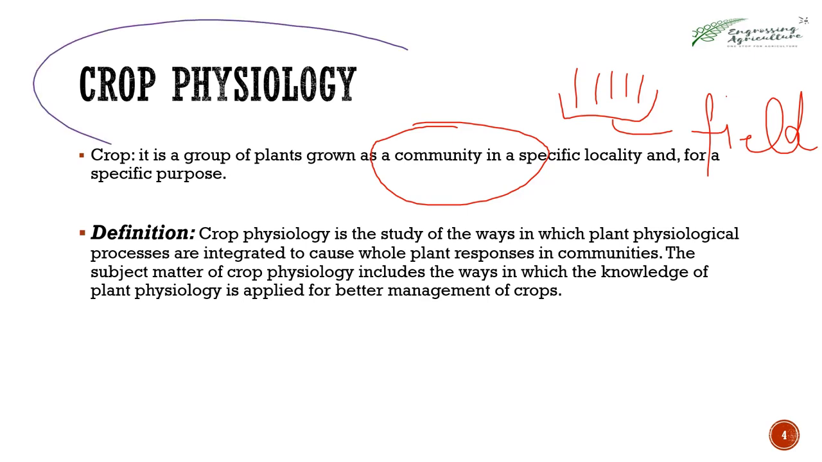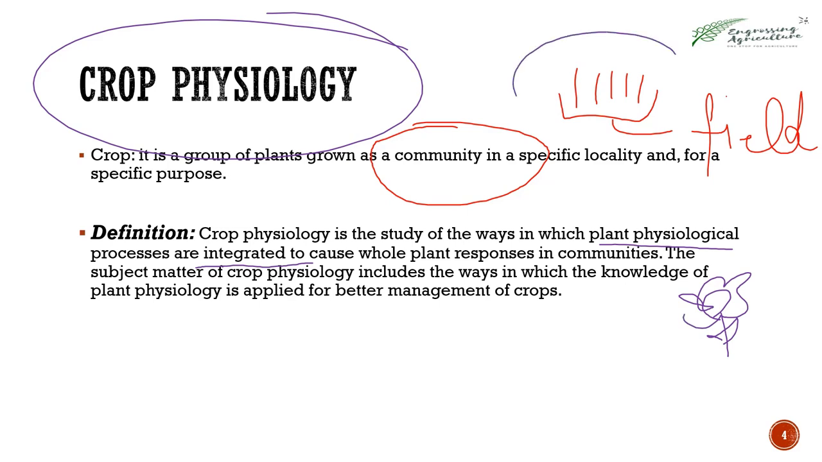All the fuss about the crop physiology. What is crop physiology? Definition. Crop physiology is the study of ways in which plant physiology processes, as I told you, they are not different, they are 90% same, are integrated to cause whole plant response in community. Means in plant physiology, we only talk about one single plant. But in crop physiology, we talk about the entire field. The subject matter of crop physiology includes the way in which knowledge of plant physiology is applied for better management of crop. I guess it should be clear.